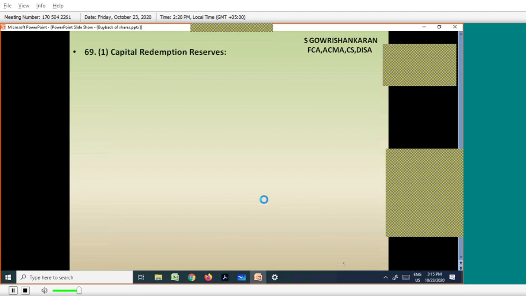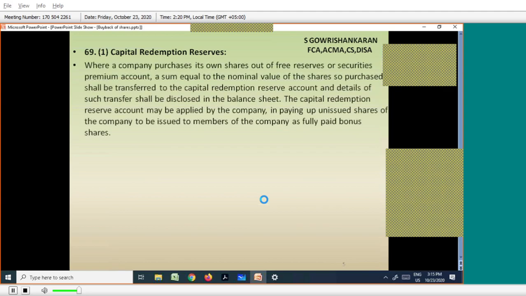Capital redemption reserve. So what they are trying to say here, when a company purchases its own shares out of free reserves or securities premium account, a sum equal to the nominal value of the shares so purchased shall be transferred to the capital redemption reserve and details of such transfer shall be disclosed in the balance sheet. The capital redemption reserve may be applied by the company in paying up unissued shares to be issued to the members as fully paid bonus shares.